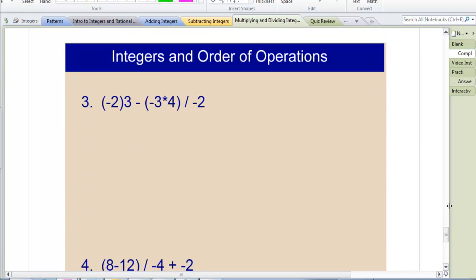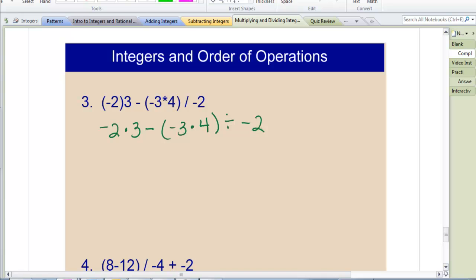Now we're going to work some more with integers and order of operations. So again, I'm going to rewrite this first problem to help you make sure you understand what all these symbols mean and what our operations are in the problem. So remember, the first step is always changing subtraction to addition, and then whatever comes after subtraction, we have to change it to its opposite. So this is really -2 times 3 minus -3 times 4 divided by -2.